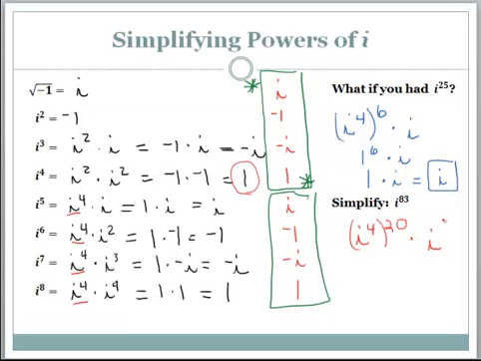How many more do I need to make 83? I need 3 more. Well, i to the 4th is 1. 1 to the 20th is 1. So we just get i cubed. But what is i cubed? i cubed is negative i. So i to the 83rd power is the same thing as negative i.